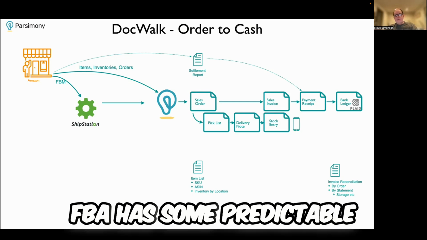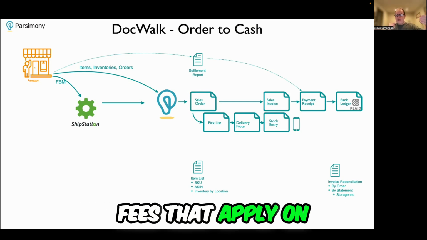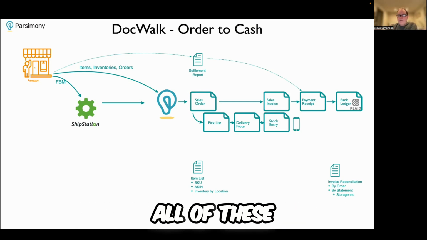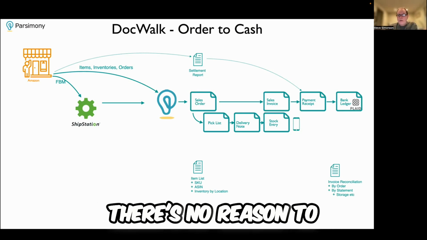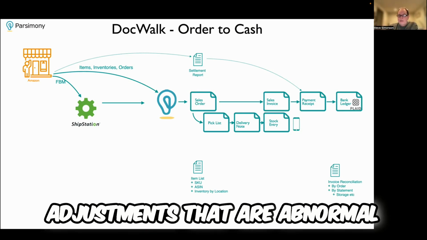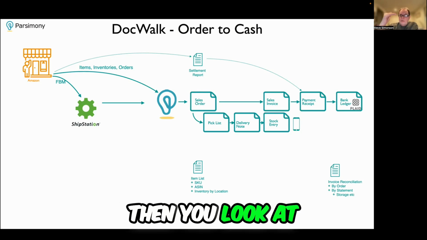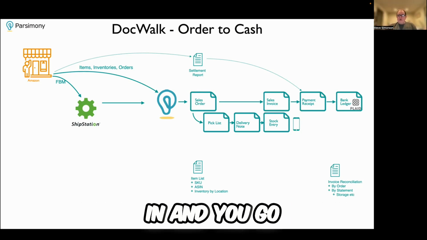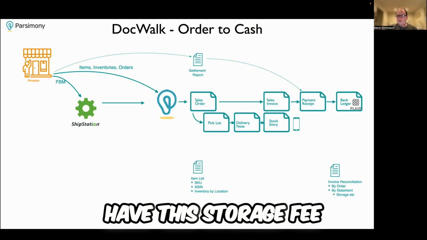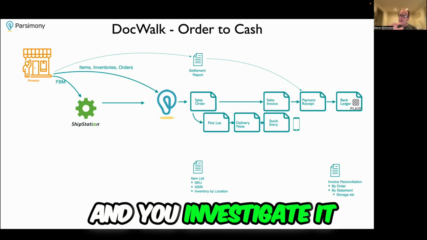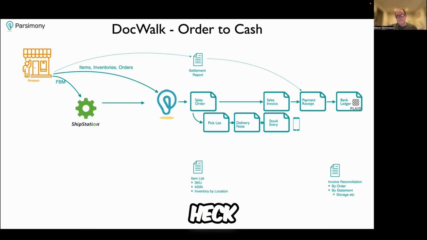So, FBA has some predictable fees that apply on a per order basis. All of these, assuming that they are coming in as predicted, there's no reason to argue about that. But where you see adjustments that are abnormal, then you look at the settlement report and you dive in and you go, hey, wait a minute. I didn't expect to have this storage fee, or I didn't expect to have this thing. And you investigate it and determine, heck, is this reasonable? Is this fair or isn't it?